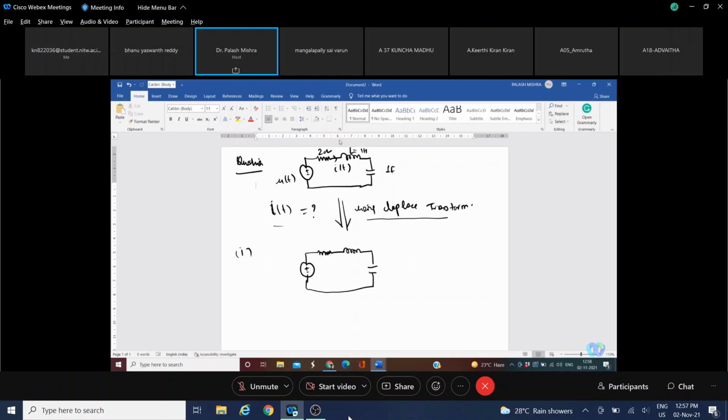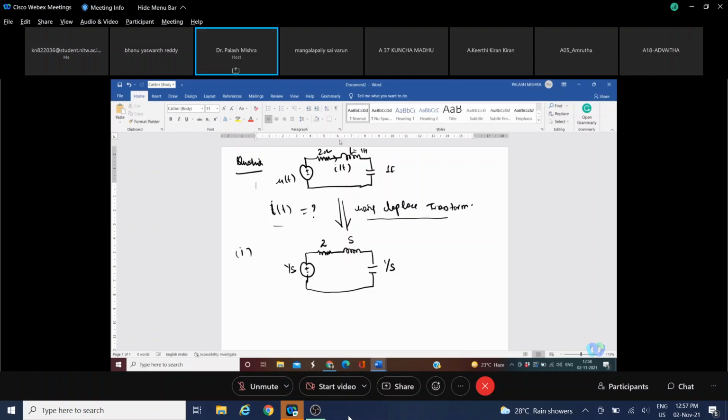So what is the Laplace of ut? Anyone? 1 by s. And this will be 2 ohms. There won't be any change in the resistance value in the Laplace domain. What about inductor L? It will be sL. L is 1 Henry, and capacitance is also given as 1 farad. So 1 upon sC is also 1 by s.